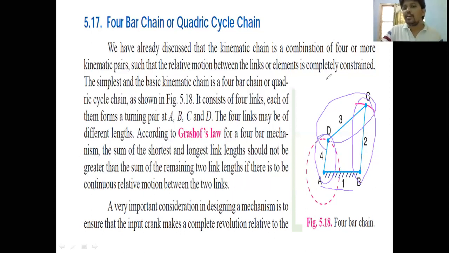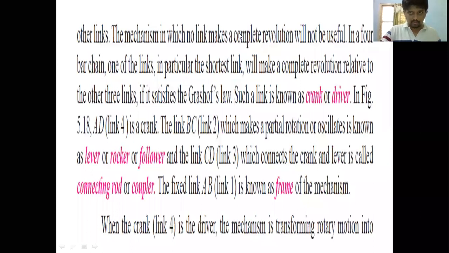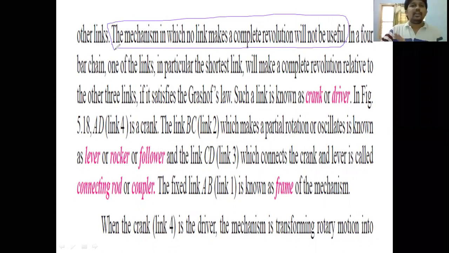which is AB. I'm again explaining that the basic concept is that at least one link should make one complete revolution. A mechanism in which no link makes one complete revolution will not be usable. That means at least one link should make one revolution. If it is not making one complete revolution, it will not be usable for relative motion. So here we have four links which are satisfying Grashof's law as mentioned.